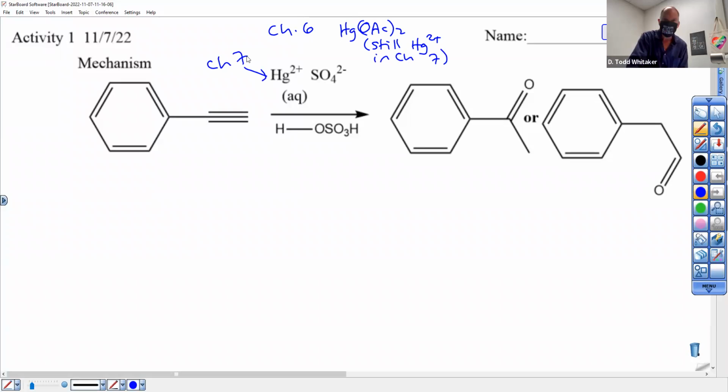In Chapter 6, your first step in the mechanism was to ionize the mercury. We don't have to ionize the mercury. I've already done it for you here. It's an ion. See it? Hg2+. So go ahead and do what you would have done in Chapter 6 with the already existing mercury cation. Attack it with the pi electrons of the alkyne. Here we go. Attack it. Make a special triangle. And this is a mechanism.